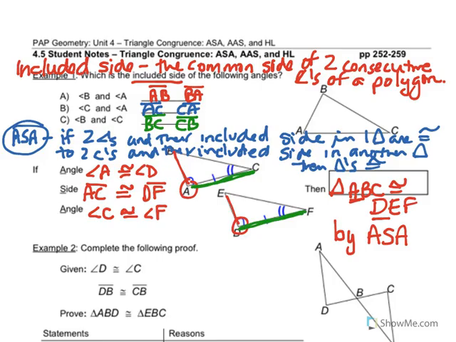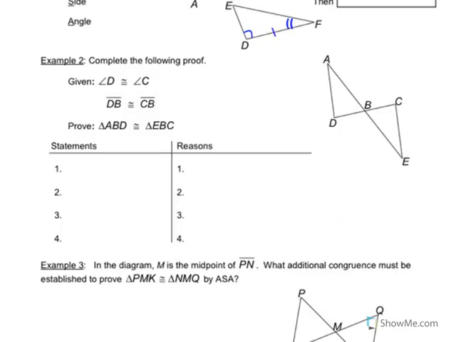It's the common side between the two angles. Okay, so we're going to go down here and do this proof on example 2. As we do this proof, I'll tell you what, why don't you try and do it without my help? I think you could do it, so I'll get you started. I can mark that angle D is congruent with angle C.